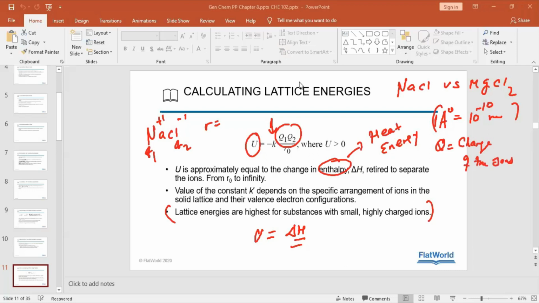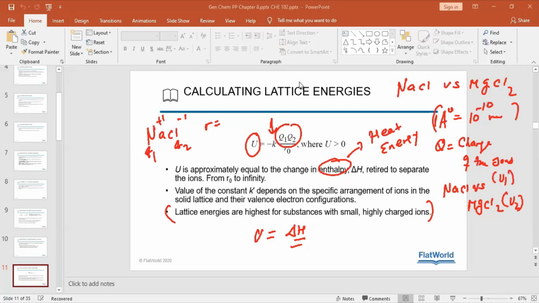So, for example, without knowing the K value, we can make a prediction of the lattice energy. We can predict the lattice energy between sodium chloride and magnesium chloride. If the lattice energy of sodium chloride is U1 and magnesium chloride is U2, which one do you think would have a higher lattice energy, magnesium chloride or sodium chloride, just by noticing the charge of the ion?